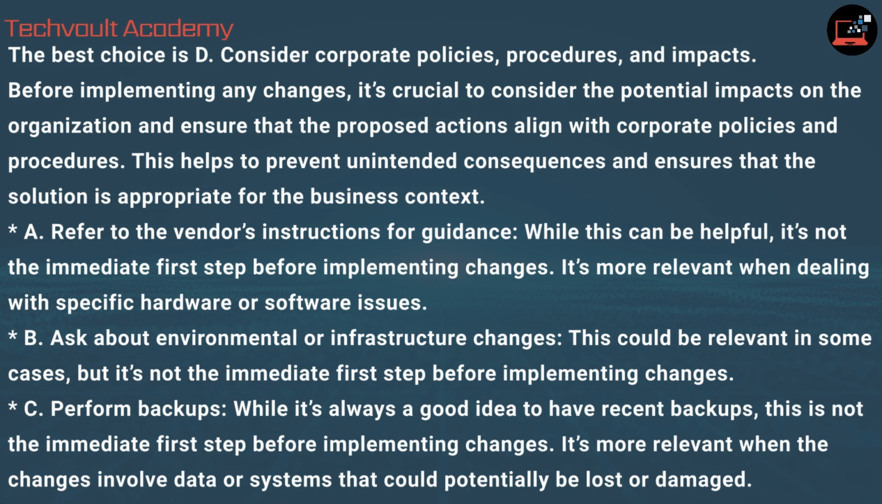A. Refer to the vendor's instructions for guidance. While this can be helpful, it's not the immediate first step before implementing changes. It's more relevant when dealing with specific hardware or software issues. B. Ask about environmental or infrastructure changes. This could be relevant in some cases, but it's not the immediate first step before implementing changes. C. Perform backups. While it's always a good idea to have recent backups, this is not the immediate first step before implementing changes. It's more relevant when the changes involve data or systems that could potentially be lost or damaged.